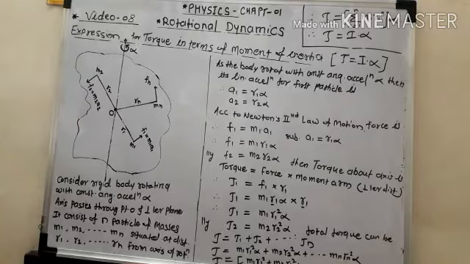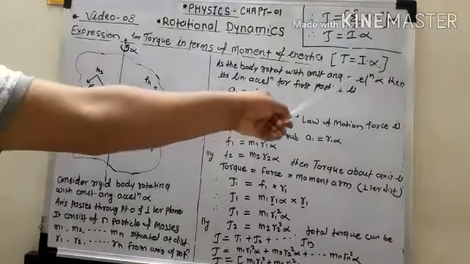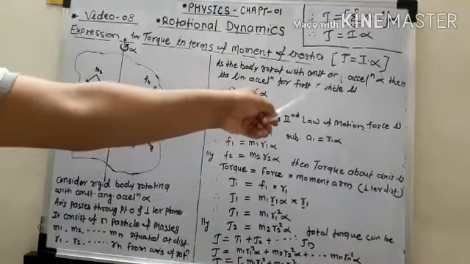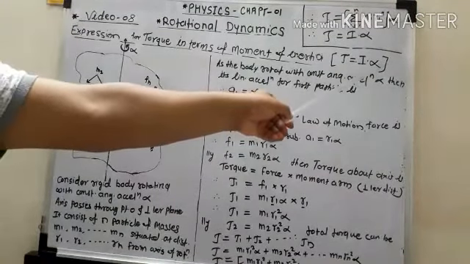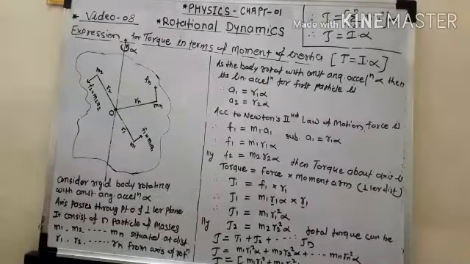Derive the relation between torque, moment of inertia and angular acceleration. This relation is nothing but tau is equal to I alpha, where tau is the torque, I is the moment of inertia and alpha is the angular acceleration. In this way, this question can be asked, or also derive the expression for torque in terms of moment of inertia. For that purpose, we have to see again the rigid body.